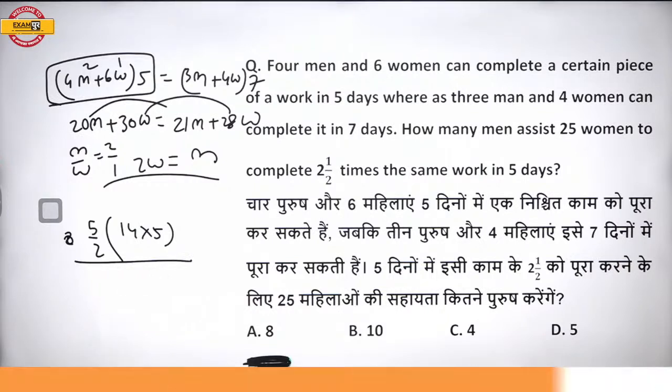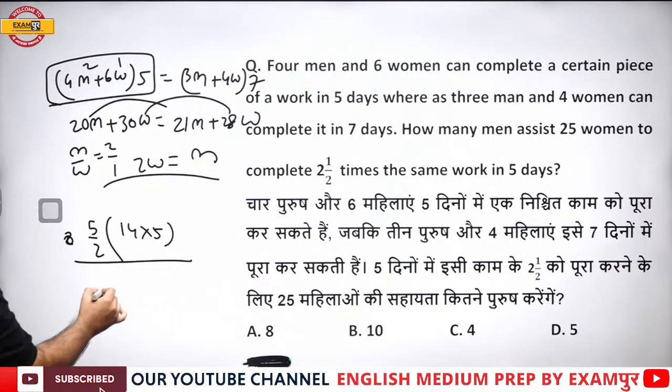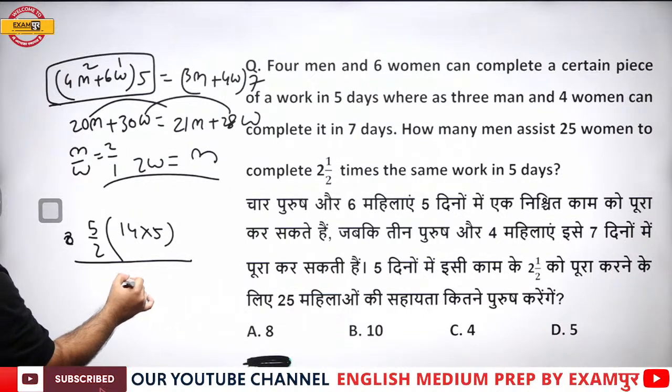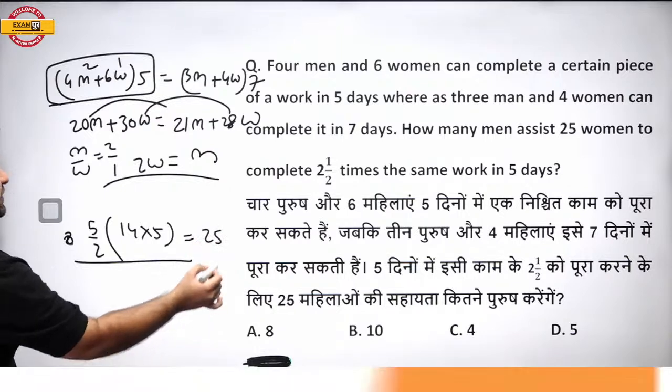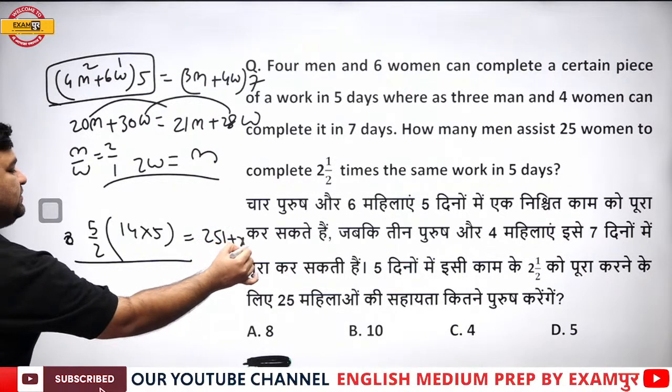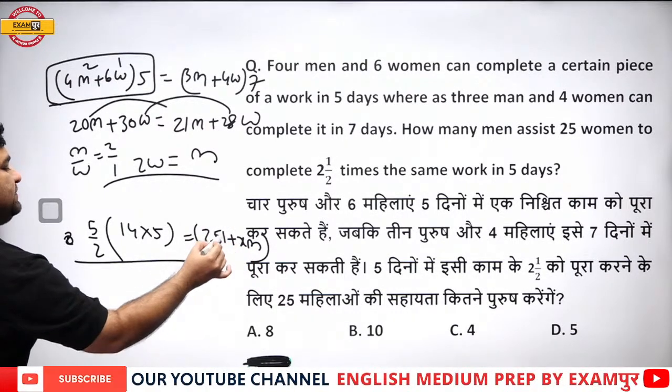You want to see how many men should assist 25 women. So let's suppose you want this work to be done by 25 women and women efficiency is 1. Let's suppose X men are there.